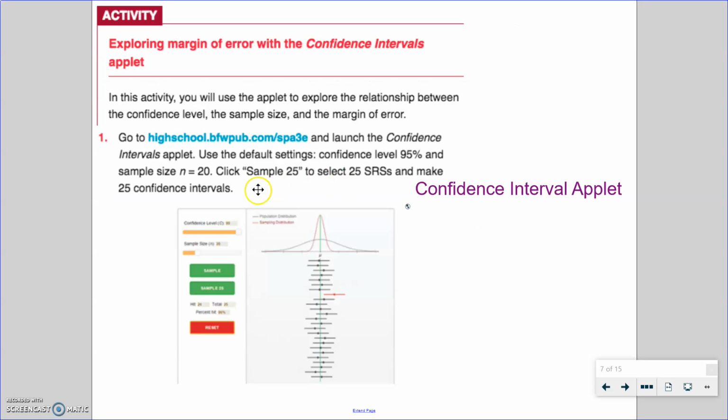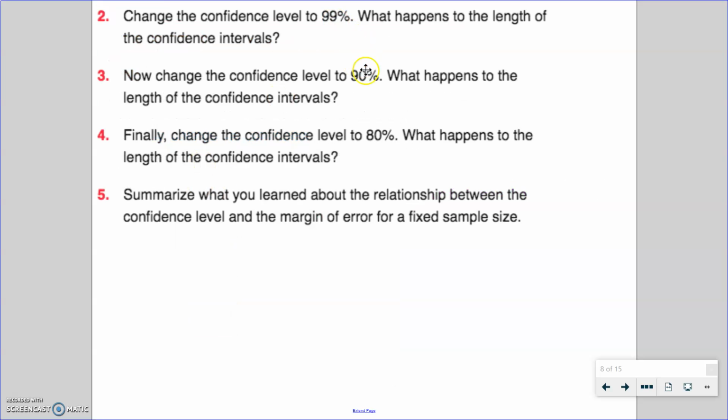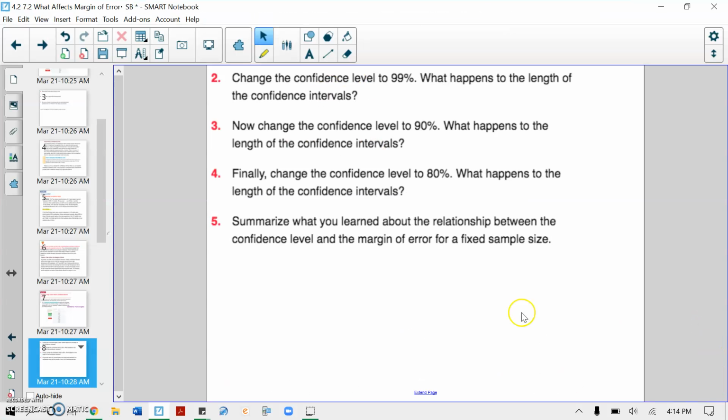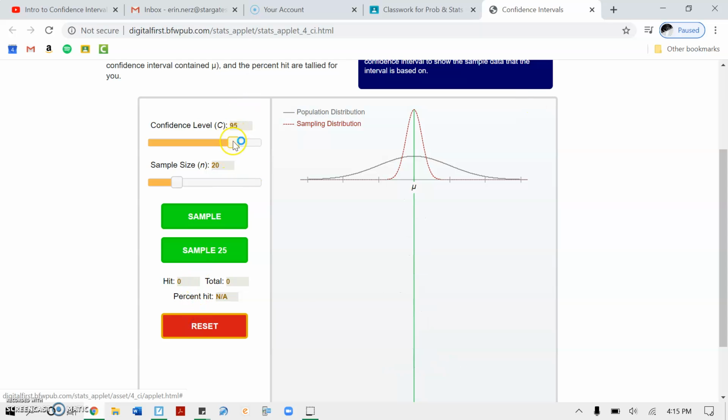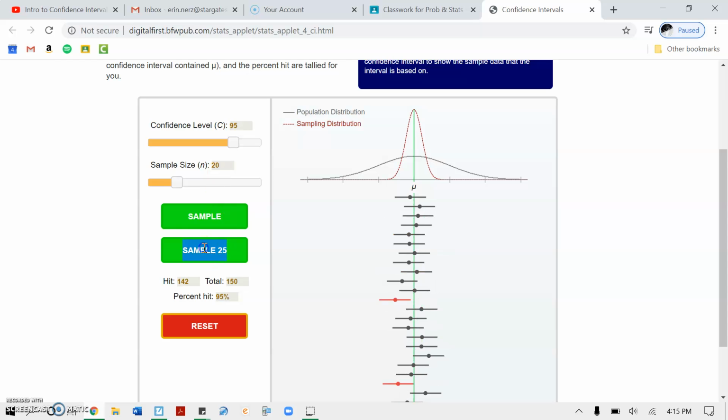When we go back to the confidence interval, what I'm going to do is sample 25 samples all at the same time. I'm still going to use a 95% confidence interval, a sample size of 20. And I'm going to change just the confidence level and show you guys what happens. So let me switch here. Okay, so I'm going to reset, start from the beginning. I'm going to keep 95%, a sample of 20, and I'm going to hit a sample of 25 over and over and over again. Notice how it says I've now taken 250 samples.